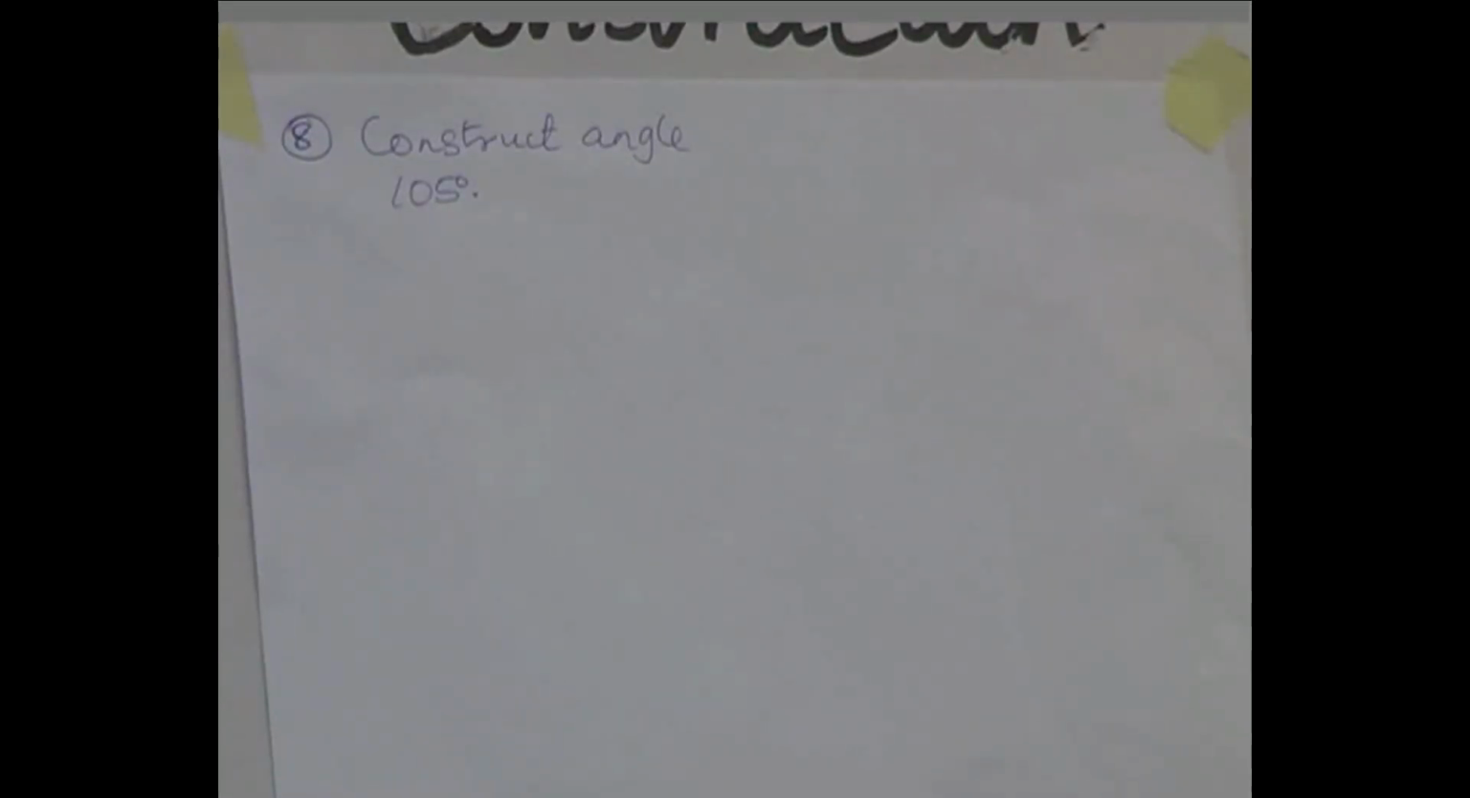This question number 8 has asked us to construct angle 105. Angle 105 is very significant in the sense that in most of your external examinations, JSS 3 external examinations, examiners like asking you to construct angle 105 degrees. So now I am going to teach you how to construct this unique angle.